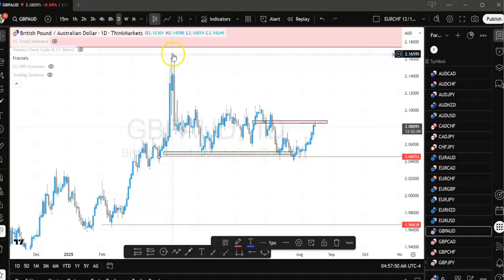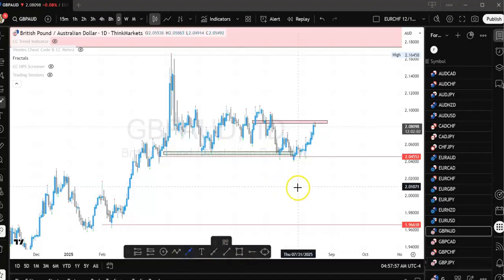Okay, and then this is your higher high. But then what happens here? You guys see that? What happens right here? It broke this low. So now because it broke a low, this is no longer a higher low, this becomes a lower low.